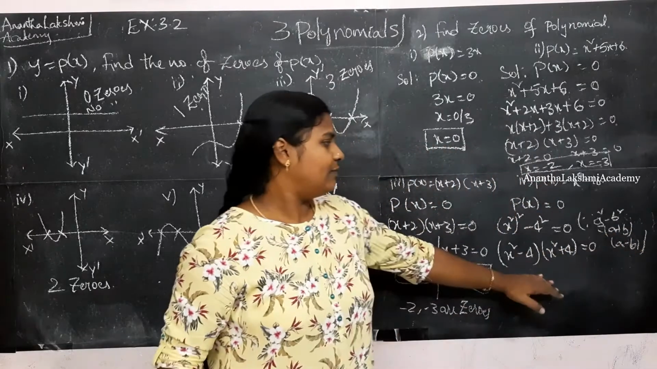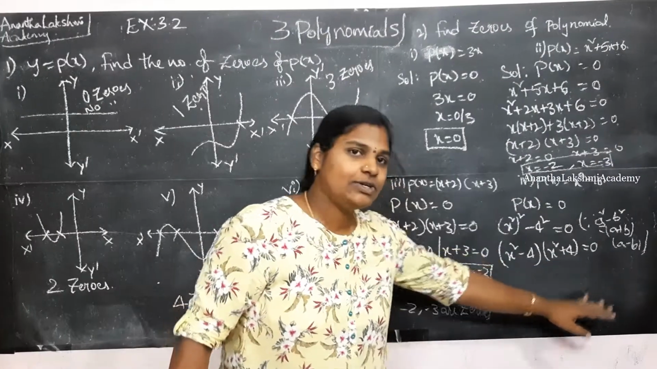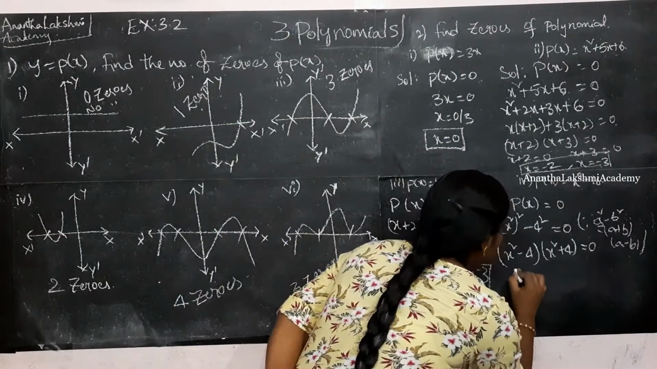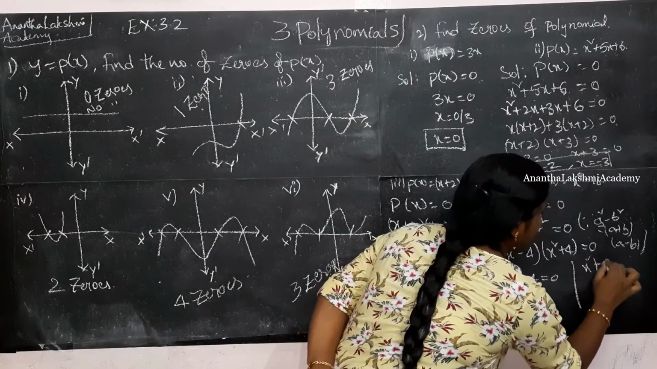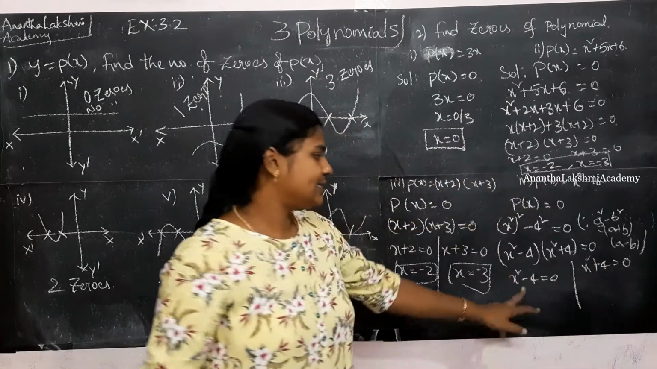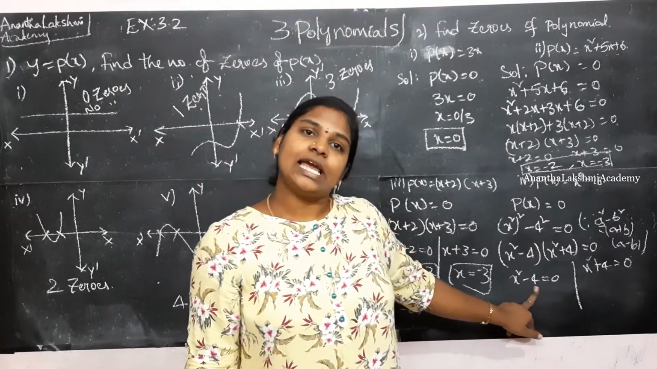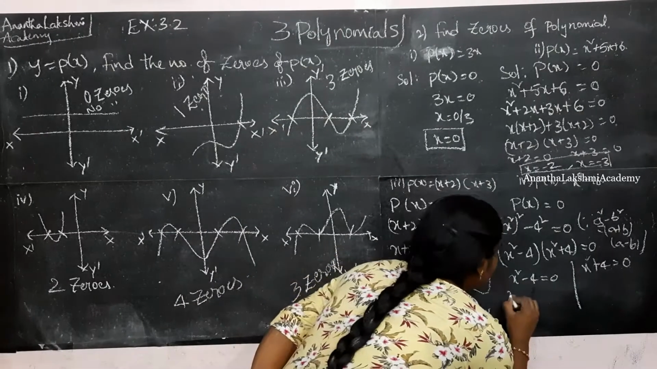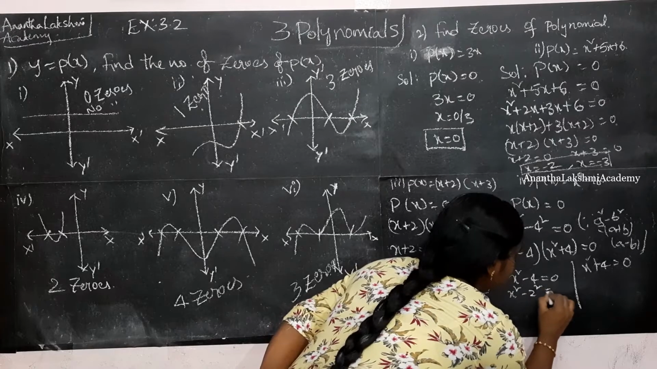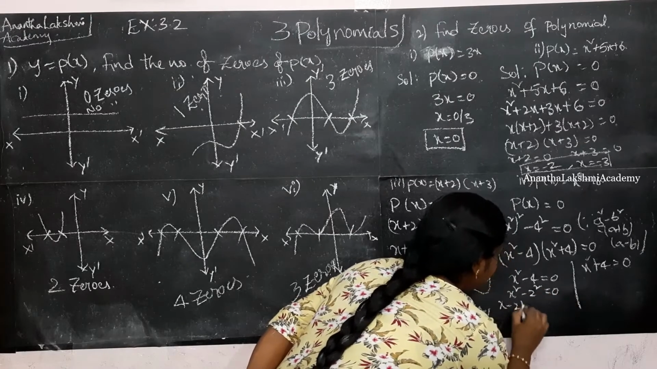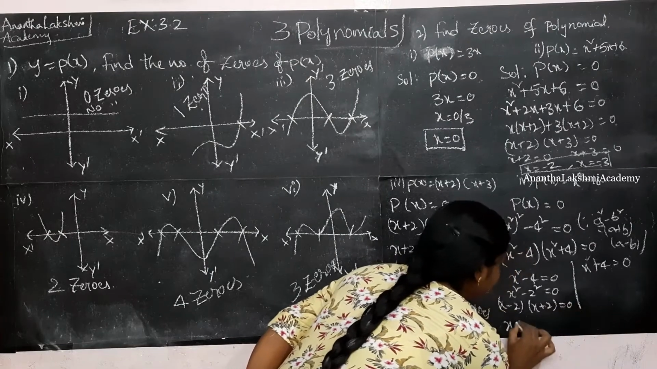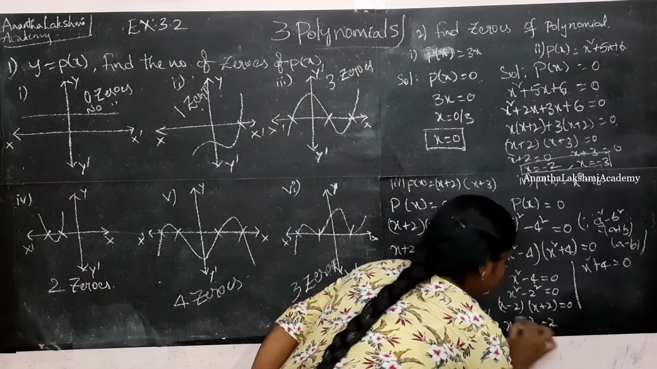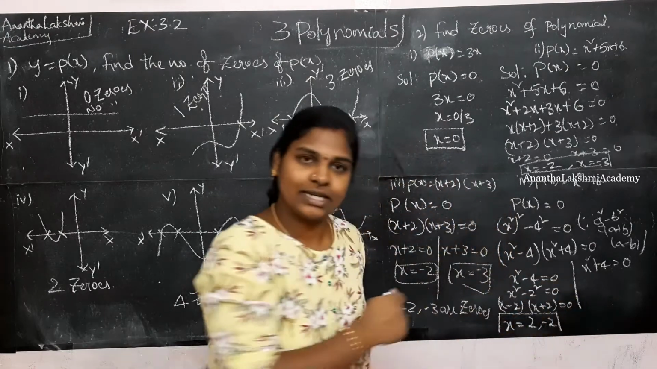Now when two factors multiply to 0, what are we going to do? Equate them. x square minus 4 is equal to 0, x square plus 4 is equal to 0. Now again, x square minus 4 can be expressed as x square minus 2 square, which is nothing but x minus 2 and x plus 2 is equal to 0. That way it gives x is equal to 2 comma minus 2 as zeros of this particular expression.